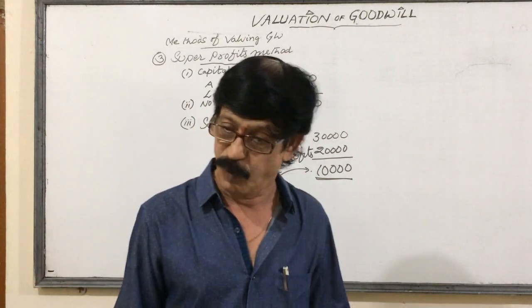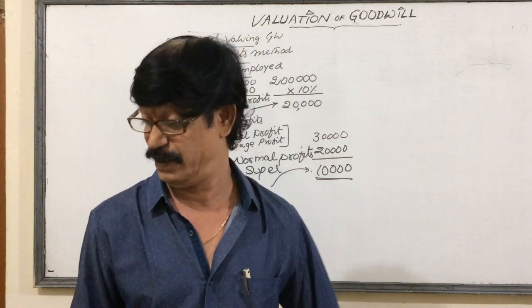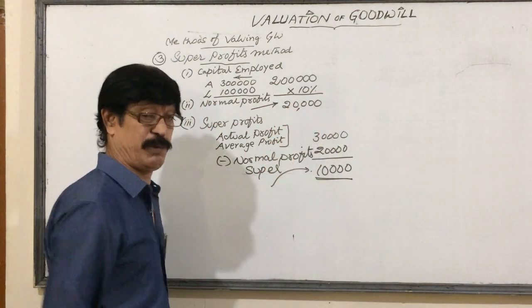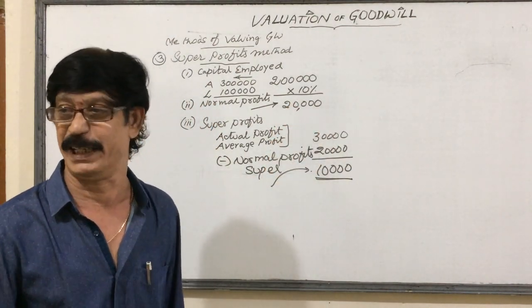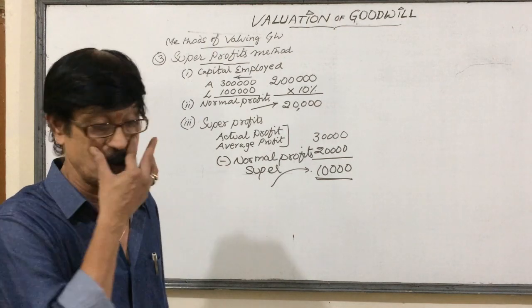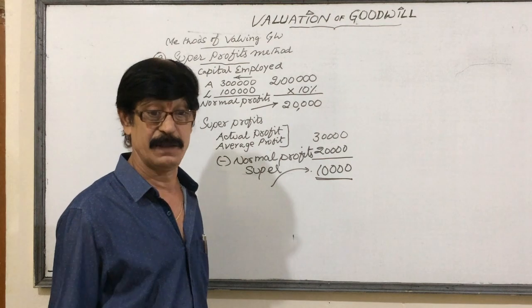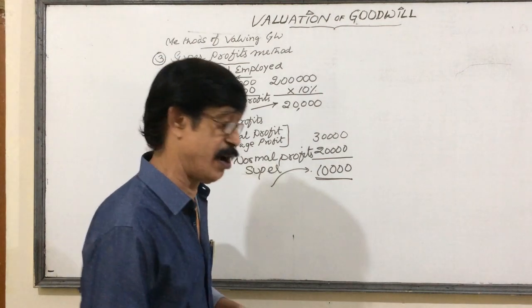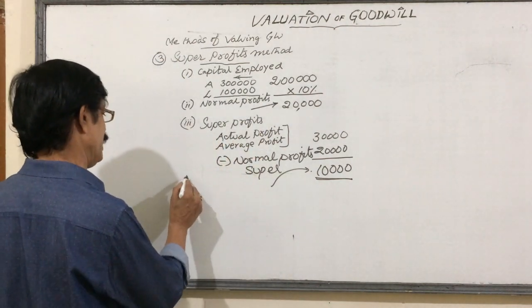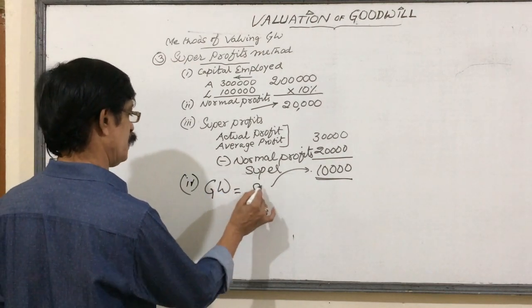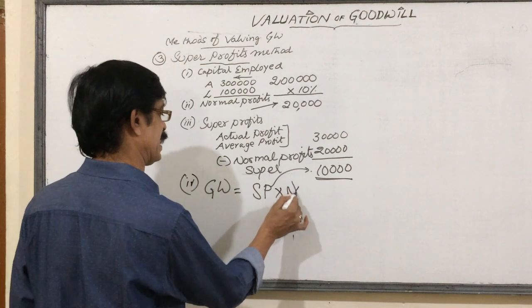Here also, what we expected is 10% only. But we got 30,000 profit. Normal profit is only 20,000, what we expected. So 10,000 is called super profits. Super means more than the expected, more than the normal. Now last step, goodwill is equal to super profits into number of years expected.